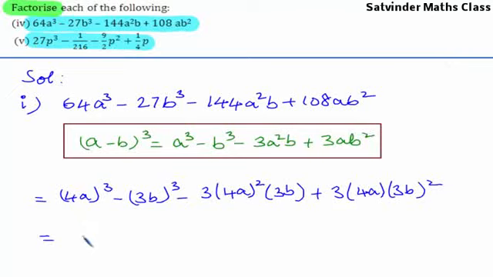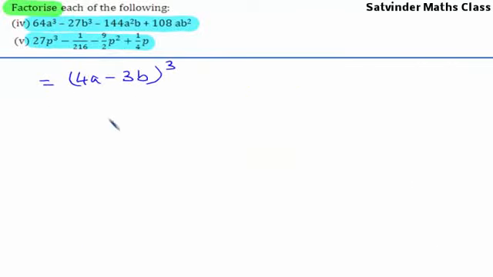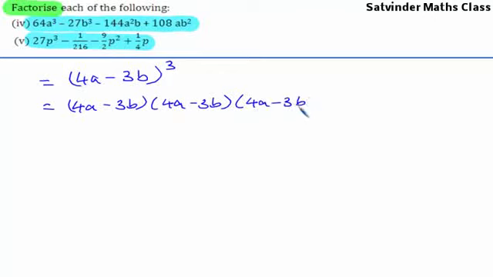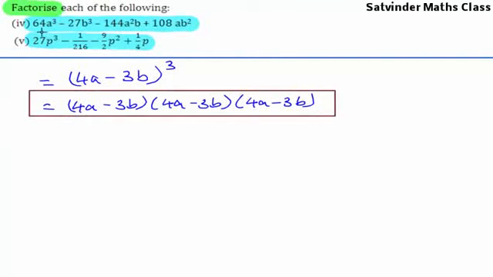Therefore, we can write this as 4a minus 3b whole cube, which is nothing but 4a minus 3b into 4a minus 3b into 4a minus 3b, which are the required factors of the given polynomial 64a cube minus 27b cube minus 144a square b plus 108ab square.